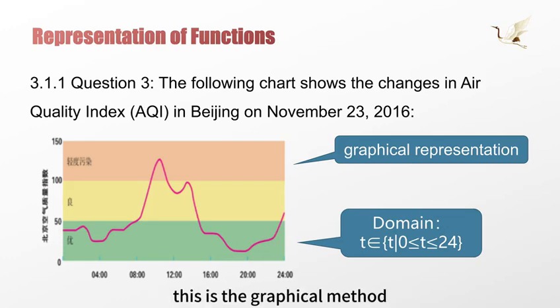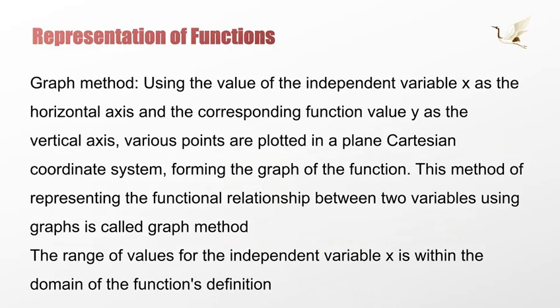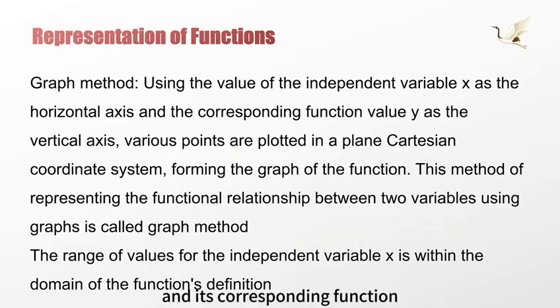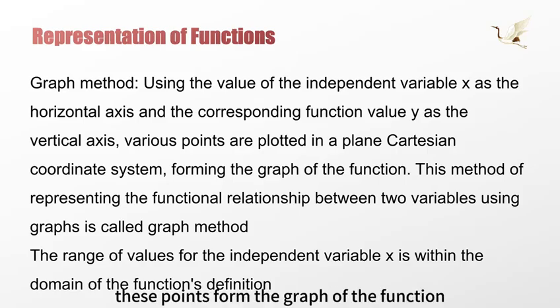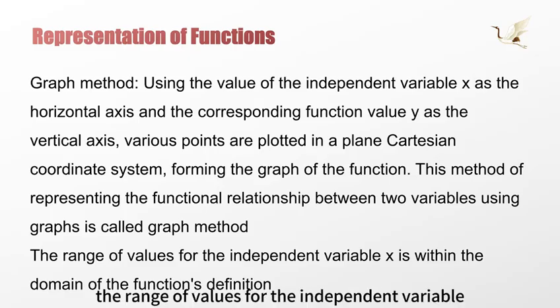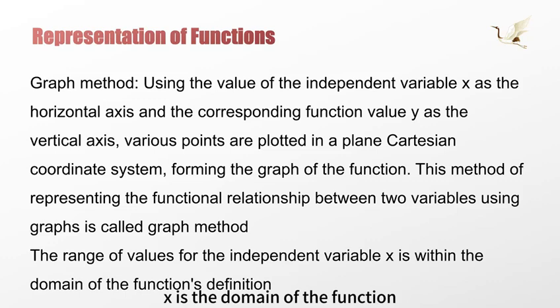This is the graphical method, and we provide a basic definition of the graphical method. The so-called graphical method is to use the value of the independent variable x as the horizontal axis and its corresponding function value as the vertical axis to depict each point in a plane Cartesian coordinate system. These points form the graph of the function. The method of using graphs to represent the functional relationship between two variables is called the graphical method. The range of values for the independent variable x is the domain of the function.